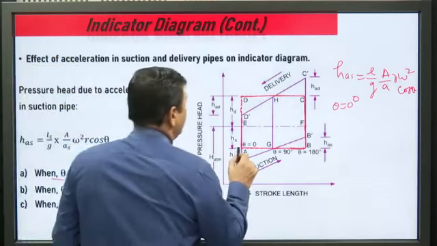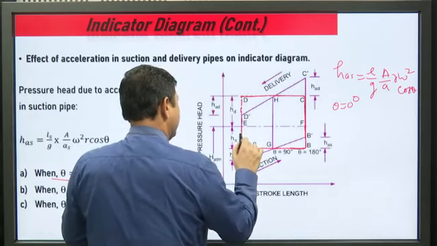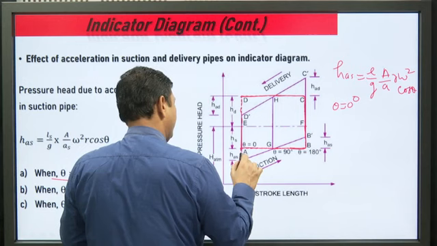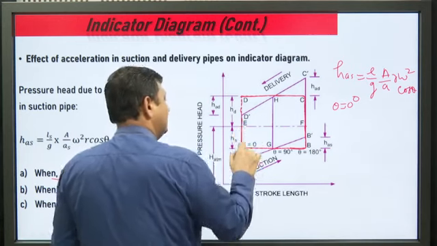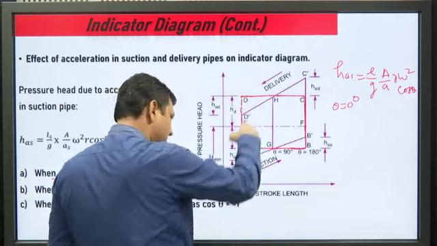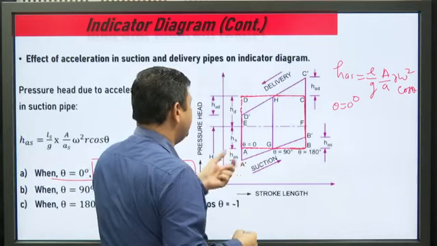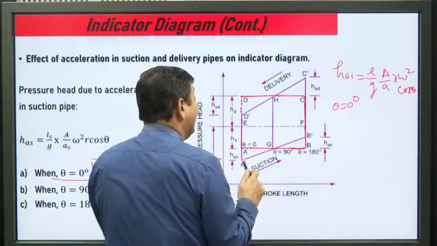So, HS goes to HS positive, HS plus HAS, and this value is positive. Again, the pressure goes lower than the atmospheric, HS downward side. So initially, this is the effect. In place of A, the new diagram becomes A dash.